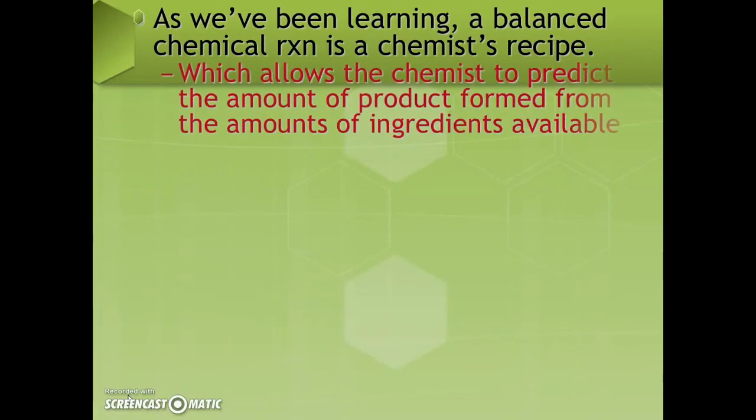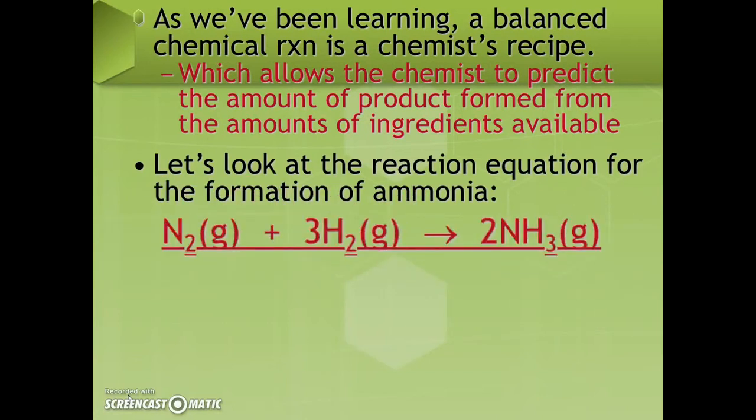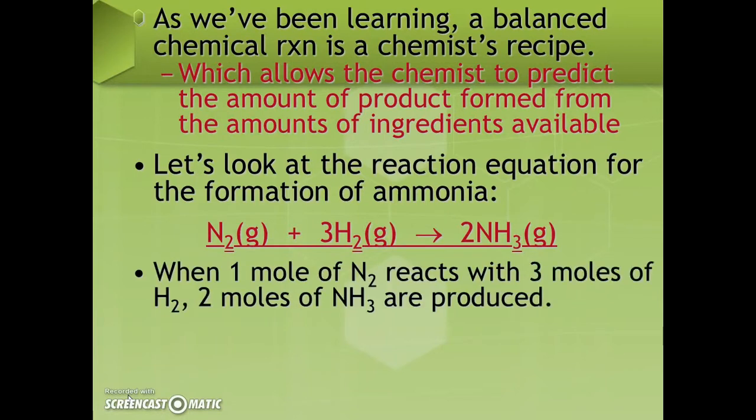Okay, so if we take our balanced chemical reaction, we can predict the amount of product formed from the amounts of ingredients available. So let's look at our familiar Haber process. Nitrogen and hydrogen are combined to form ammonia. And we can see that when 1 mole of nitrogen reacts with 3 moles of hydrogen gas, we get 2 moles of ammonia. No big deal.